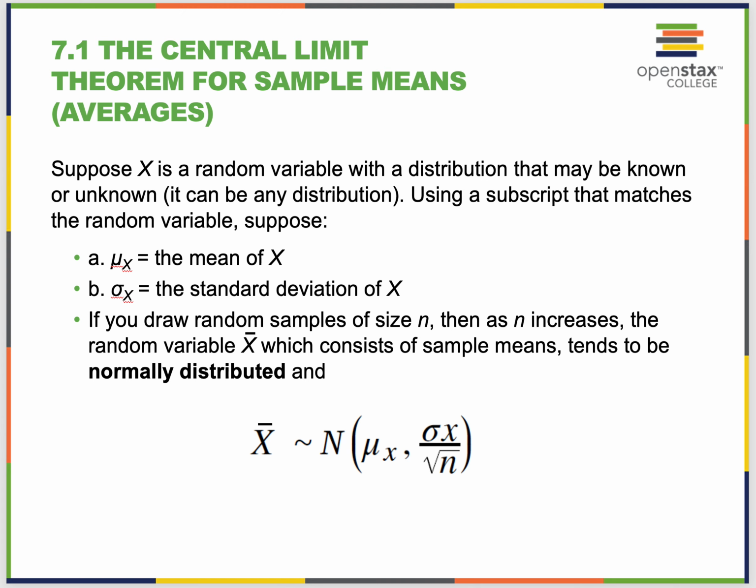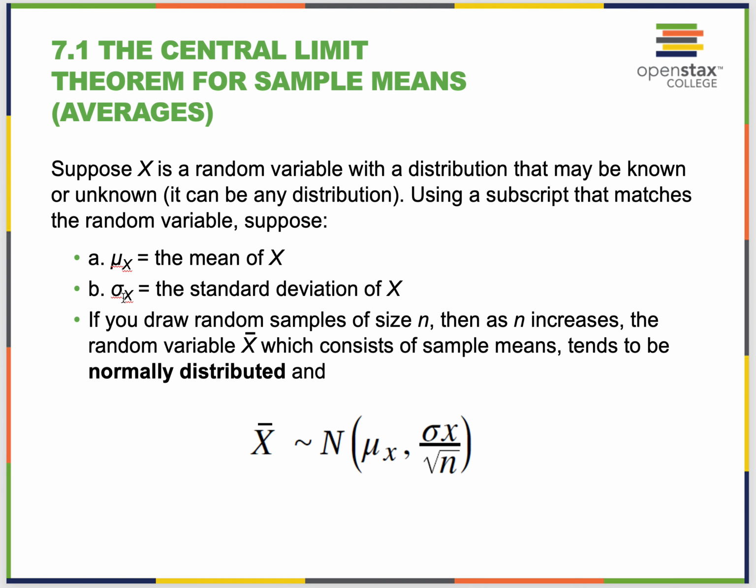The Central Limit Theorem is critical to this because it says, suppose x is a random variable with a distribution that may be known or unknown. It can be basically any distribution. Using a subscript that matches the random variable, suppose that mu sub x is the mean of x, and sigma sub x is the standard deviation of x. Remember, x can be any distribution. Every distribution has a mean and standard deviation. You just use the formula to calculate it.